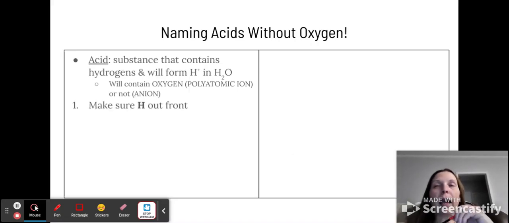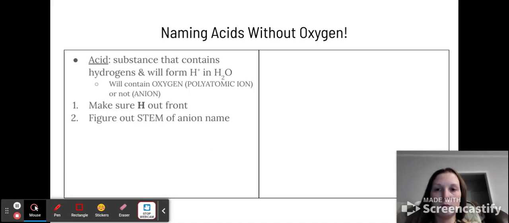So when we're looking at if we should apply these rules or not, we first have to make sure if there is an H out front. If there is, that's a dead giveaway that we are dealing with an acid. So you figure out the stem of the anion name. So for instance, if chloride is your anion, chlor is the stem.